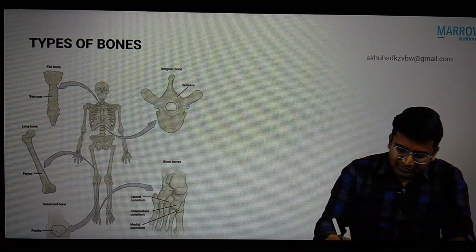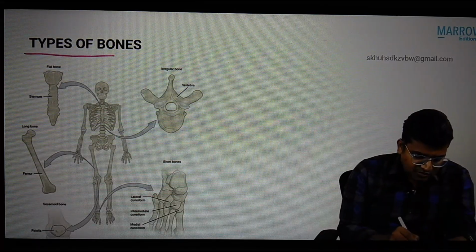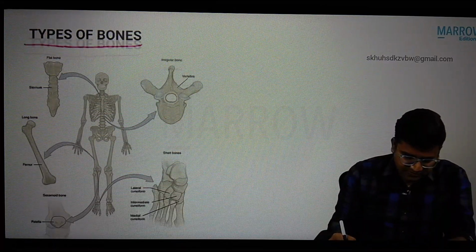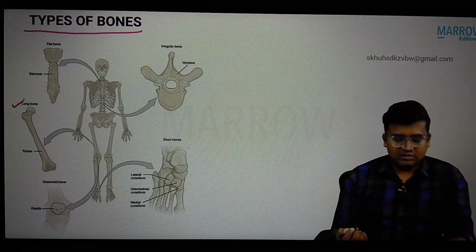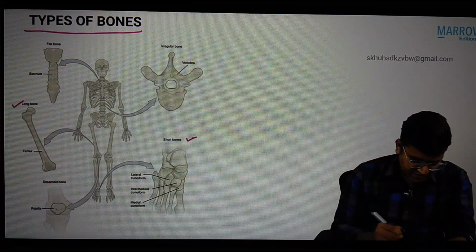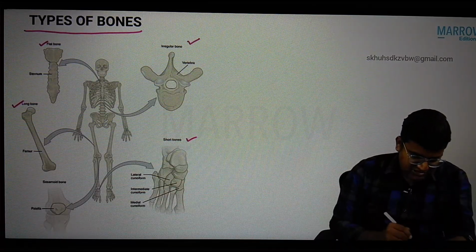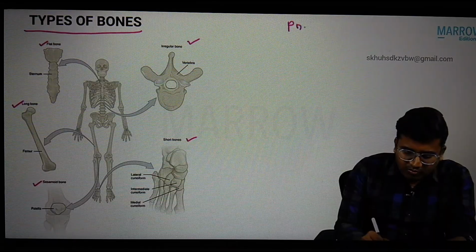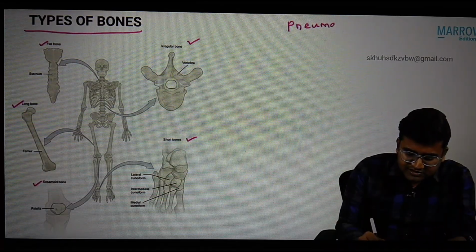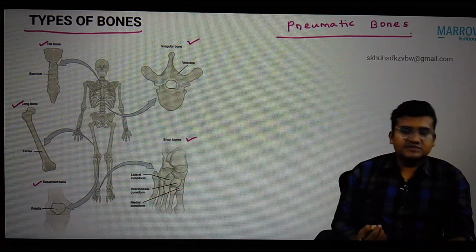To begin with, we're going to start with the types of bones. Now, types of bones: first, long bones, short bones, flat bones, irregular bones, sesamoid bones, and we also have one more bone, pneumatic bones.